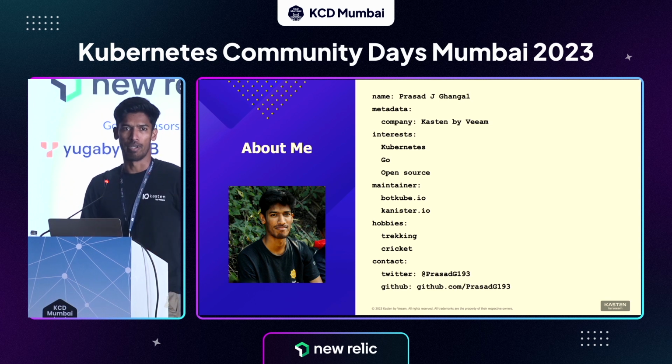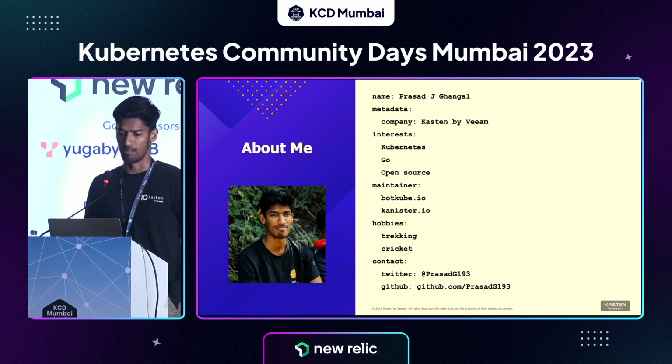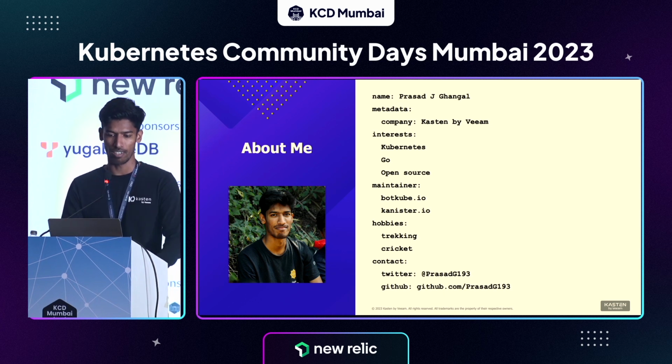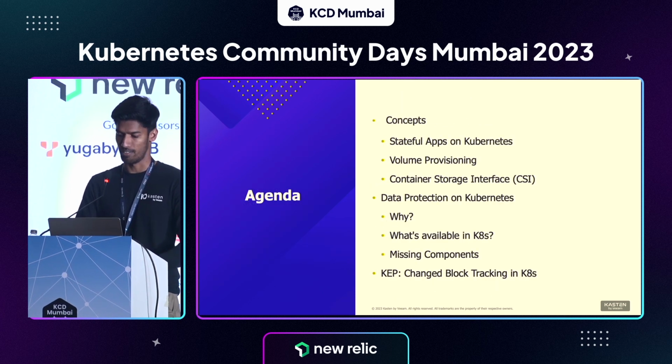As you know, my name is Prasad. I work for this amazing organization called Kasten by Veeam. I like working on Kubernetes, Golang, and open source. I'm also the creator of BotCube and actively contributing to Canister. I would love talking about cricket and trekking. If you meet me, I can talk about this all day.